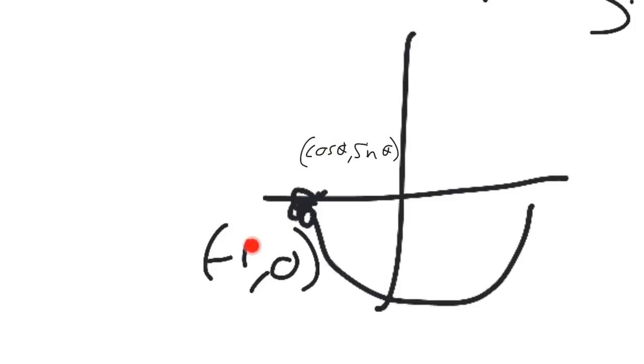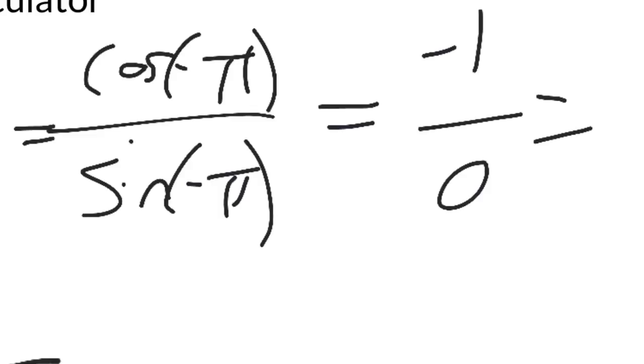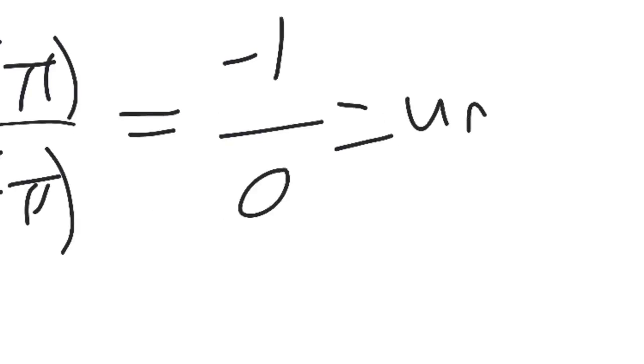So the cosine of negative pi is negative 1. Sine of negative pi is 0. So we can fill in our answers here. We said that this was negative 1. Sine of negative pi was 0. So we say this one is undefined.